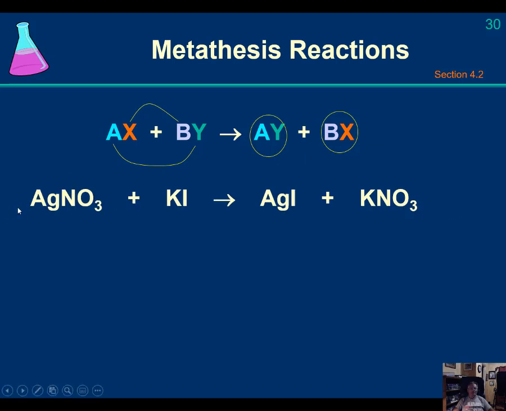Here's a real metathesis reaction. This is silver nitrate. It's a soluble ionic compound. Potassium iodide, also a soluble ionic compound. And they form an insoluble salt, which we call a precipitate, known as silver iodide, and then we have potassium nitrate, which is a soluble ionic compound. All right, so that's what these guys stand for. A stands for silver cation. X, in this case, stands for the nitrate anion. B stands for potassium ion. And Y stands for the iodide ion. And they're just going to swap partners. That's what they do.